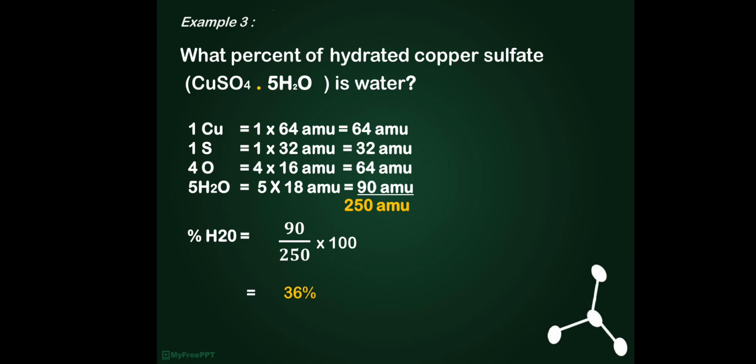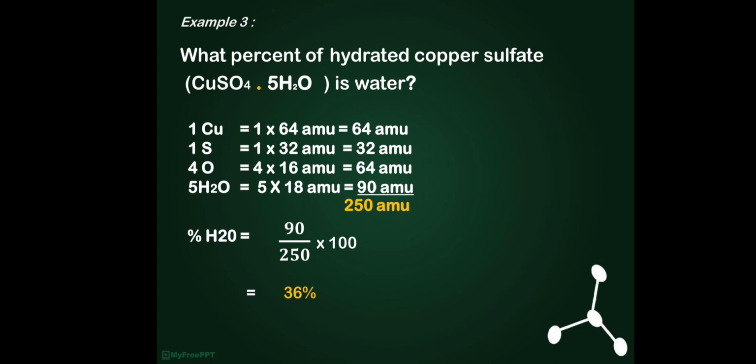But you have to get the formula mass first. There are a lot of elements here, right? We have copper, sulfur, and oxygen. Then the hydrated part, or the water. Okay? So let's calculate the formula mass. For copper we have 1, for sulfur 1 again, then oxygen we have 4. Multiply with the same process, but the only difference is below.